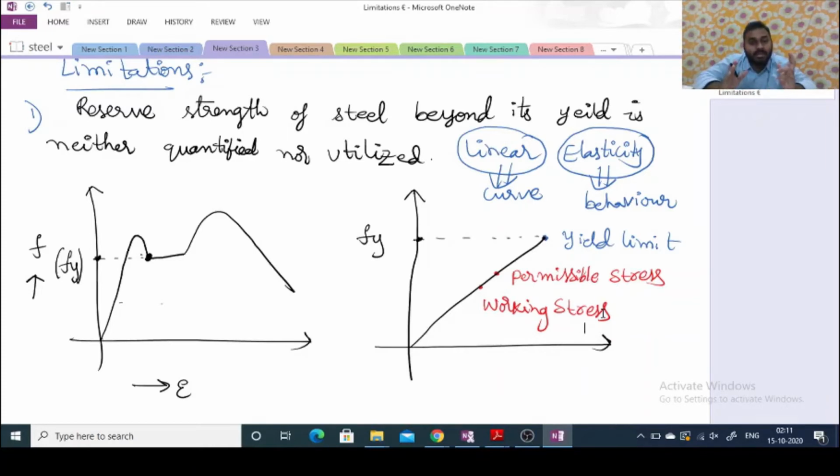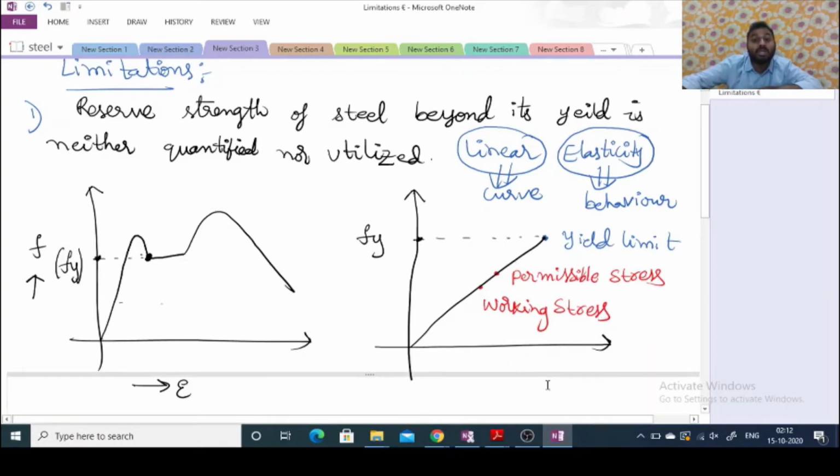Okay, and hence in this method, serviceability criteria is mainly taken into consideration rather than stability criteria, because the working stress is much less than the yield stress or yield limit. Is that okay? Hence, this method is also called the serviceability method. So this is also one of the drawbacks.